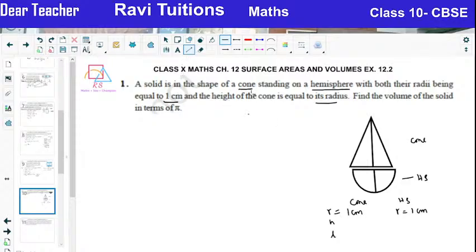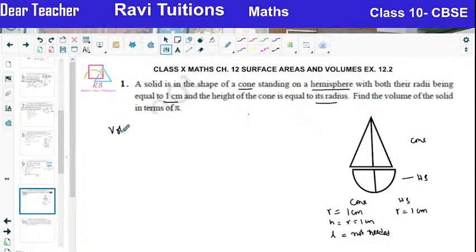So now here radius is given, h is equal to radius, which means h is 1 centimeter. Then find the volume. For volume we don't need l, so it is not needed for volume. Don't try to find it out. For volume, there is no need of length or slant height. So volume of the solid in terms of pi. That means you should not write 22/7.